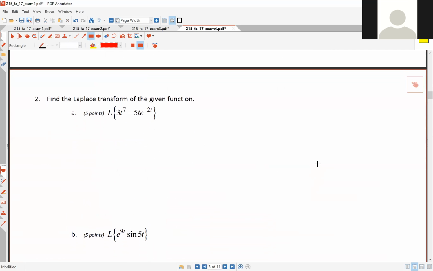Find the Laplace transforms of these. Laplace transform of 3t to the 7th is 3 times 7 factorial over s to the 8th.